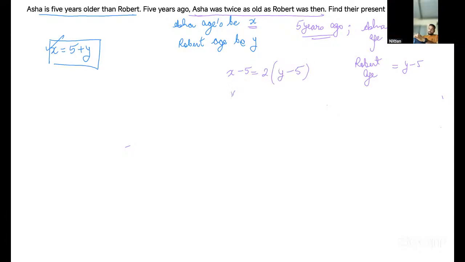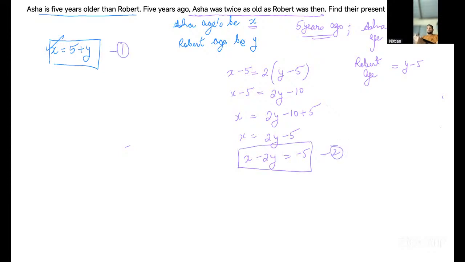So now if I solve it a little, it will become 2y minus 10. So x is equal to 2y minus 10 plus 5. So x equals 2y minus 5. So x minus 2y is equal to minus 5. This is the second equation. Now this is the first and this is the second. Now you guys solve it and tell me the answer. Did you understand, guys? Joshua, did you understand, beta? Yes, sir.